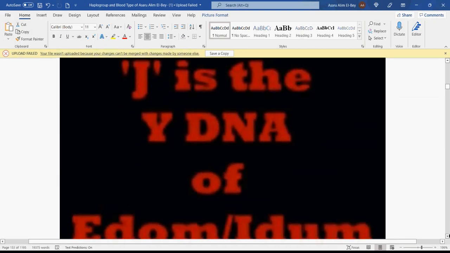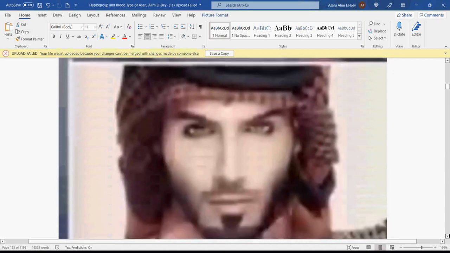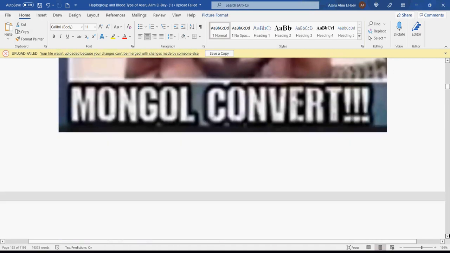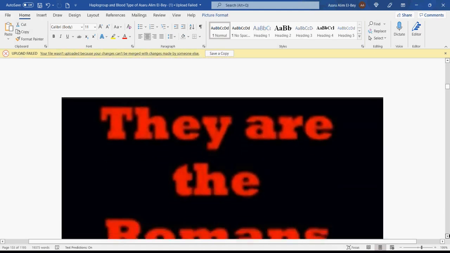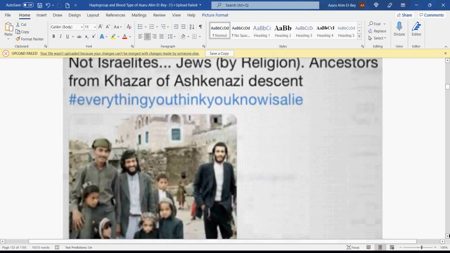Now, J is the Y DNA of those who converted into Judaism, right? Mongol converts, or which are the Romans and the Greeks. Of course, you know, they're converts. All right. Some of them came by way of mixing in with the Esau or the Edomites, right? Bloodline.